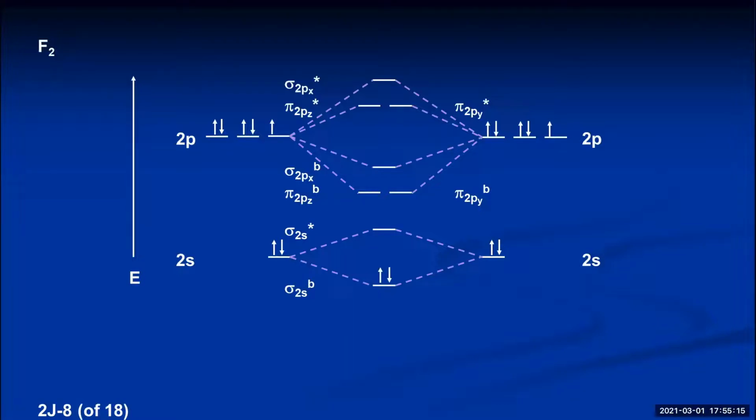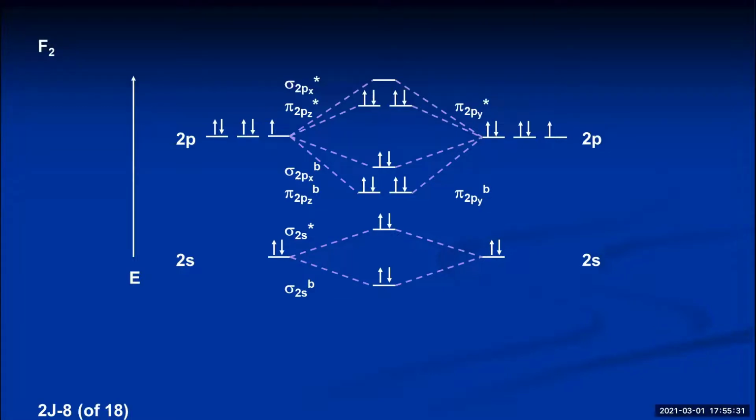So you've got to put 14 electrons into the molecular orbitals. 2 go into the bottom one, 3, 4 would go here, 5, 6 would go here, 7, 8, 9, 10, 11, 12, 13, 14. There's our 14 electrons.